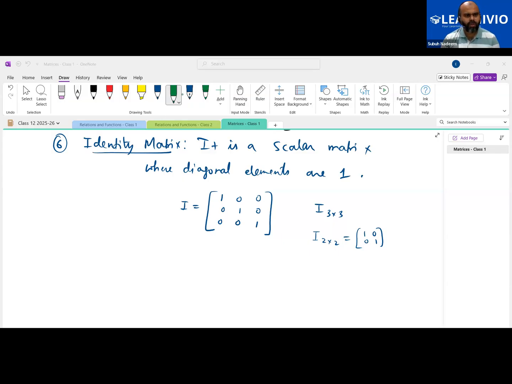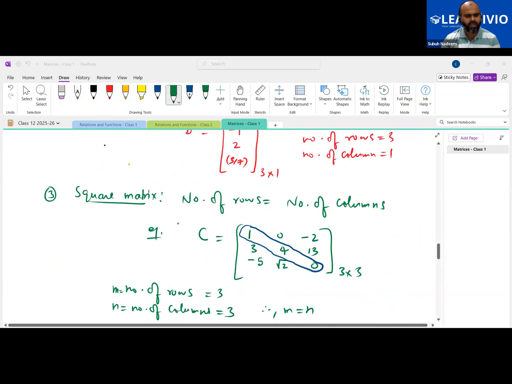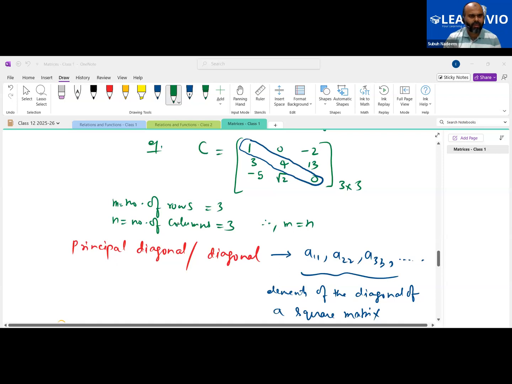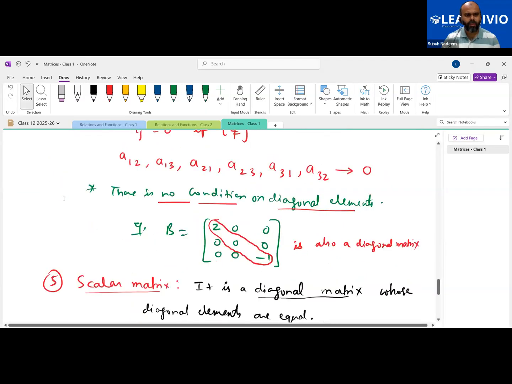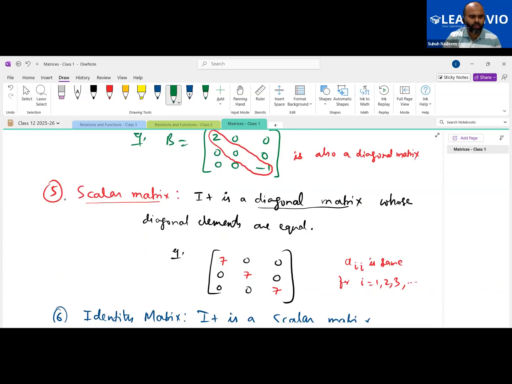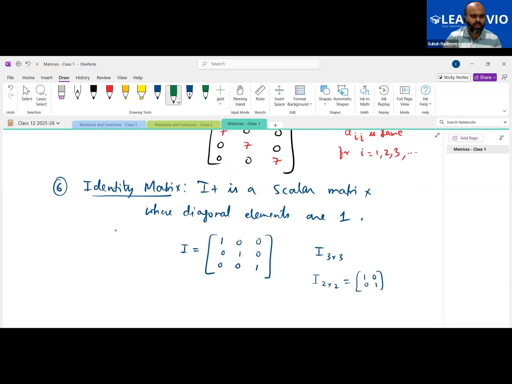So what we have to remember is that these types of matrices which we have started studying from here, like a diagonal matrix, is only possible for a square matrix. That is, the number of rows and number of columns should be the same. A scalar matrix is of course a diagonal matrix, so this is also a square matrix. And an identity matrix, that is also a square matrix.